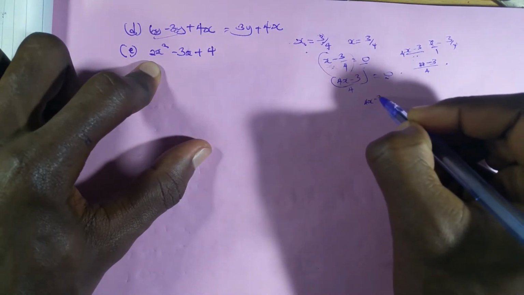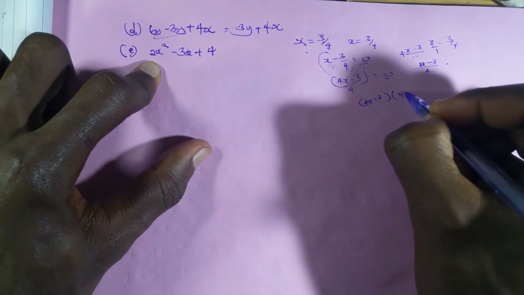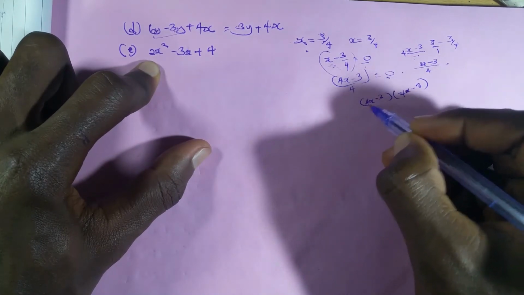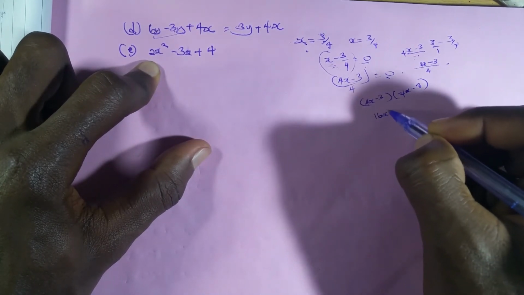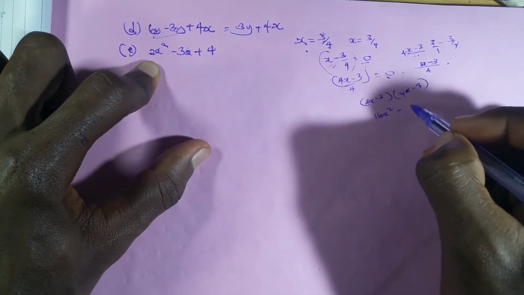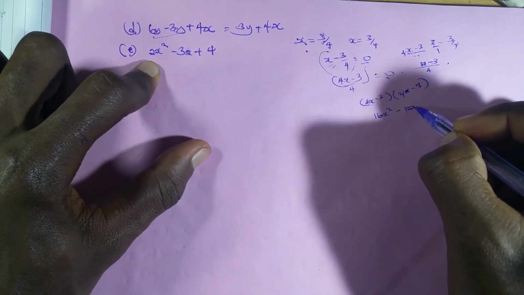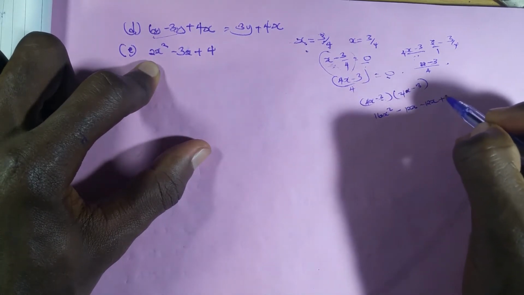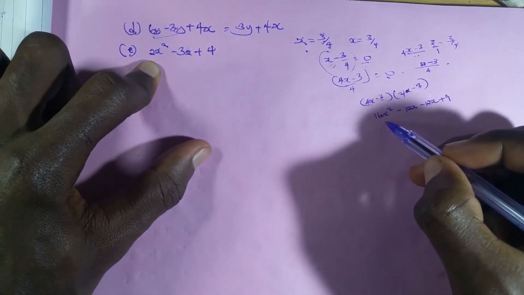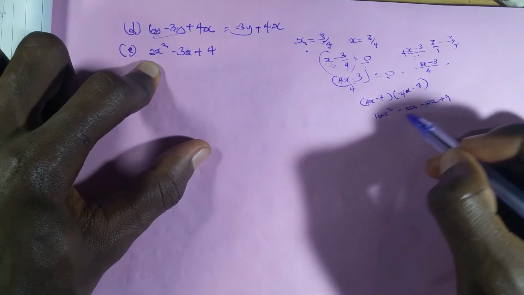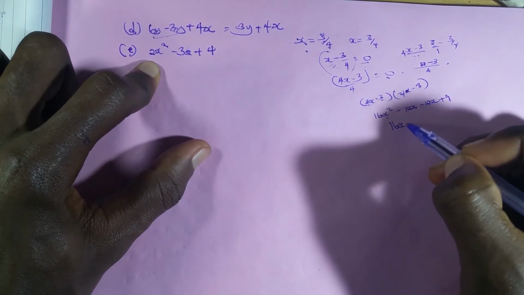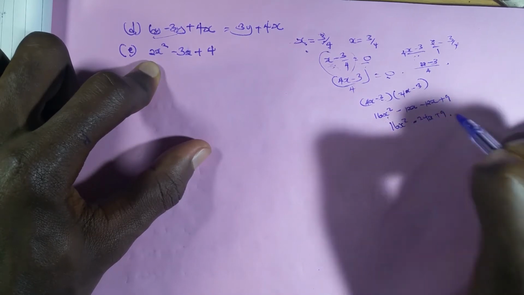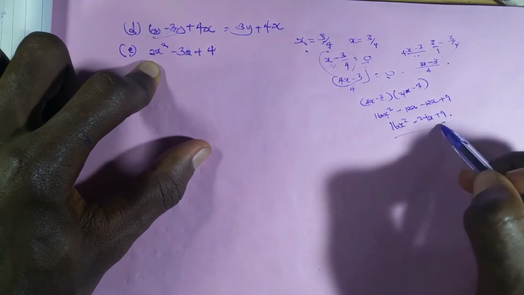If you try to expand 4x minus 3, since it's repeated, it's the same value, so we can just repeat multiplying the bracket, and we're going to have 16x squared minus 12x, then minus 12x again, then plus 9. So that means we are going to have 16x squared minus 24x plus 9. Even if you try to reduce this, it won't go back.